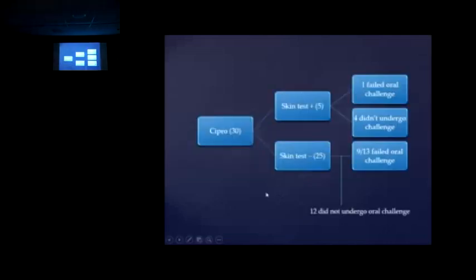So this is breaking them down by history again. So 30 patients had a history of reacting to Cipro. Five of those had a positive skin test. Out of the 5, 4 did not undergo challenge and 1 failed the challenge. 25 had a negative skin test. Out of that 25, half didn't undergo a challenge. So out of the 13 that did, 9 failed the oral challenge. So even patients with negative skin testing can, it seems, still react to oral challenge.